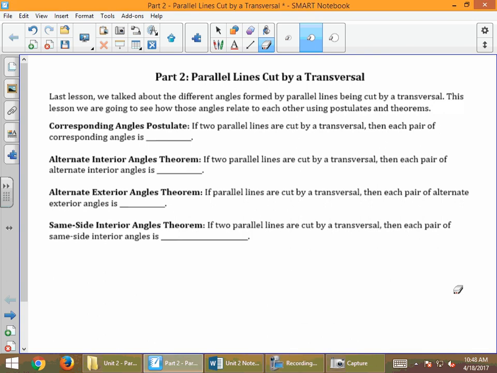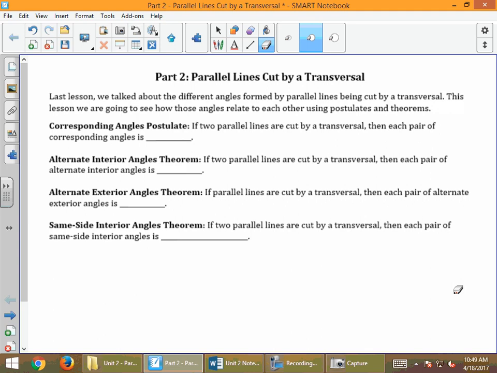So in the last lesson, in part 1, we talked about the different angles formed by parallel lines being cut by a transversal. And in this lesson, part 2, we're going to see how those angles relate to each other using postulates and theorems. So the first postulate, a postulate's just kind of like a theorem. It just means you don't have to do any work to prove that it's true. It's just like a natural fact.